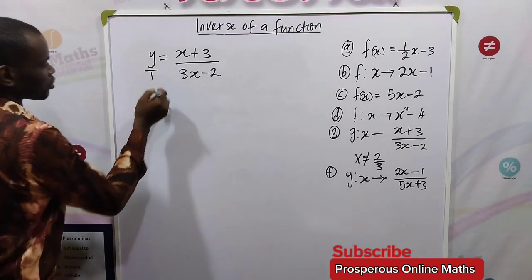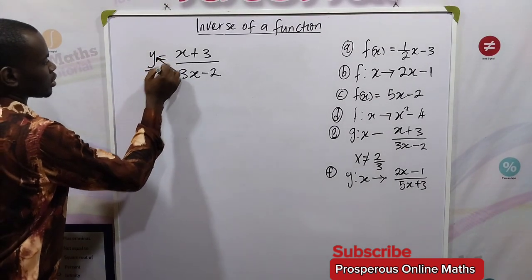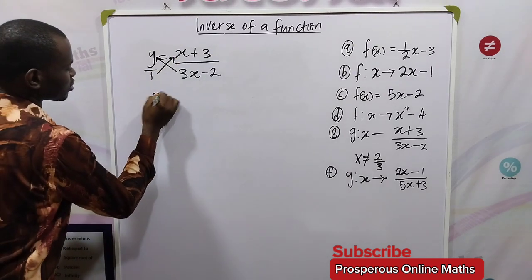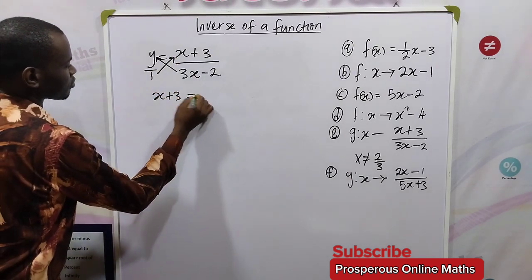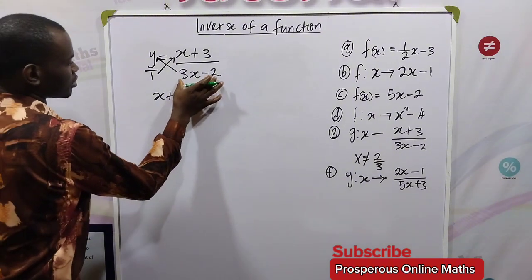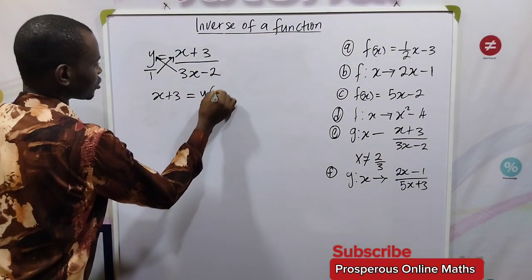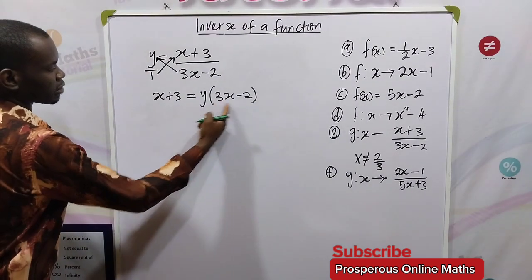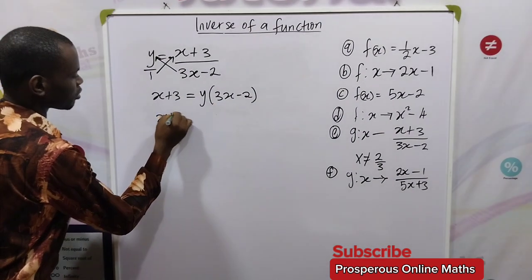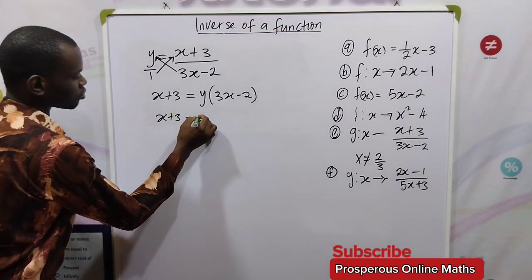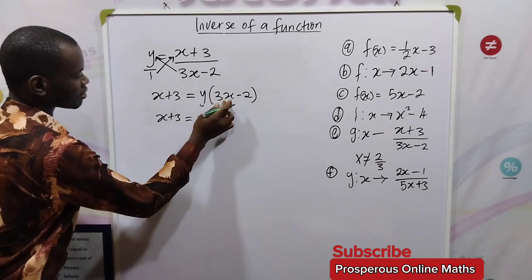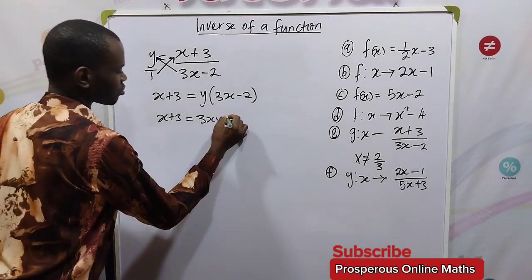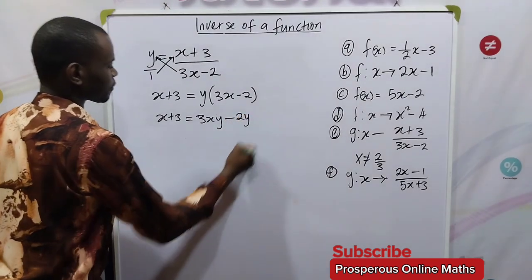So the first thing I will do is to cross and multiply, right? So 1 times x plus 3 will give us x plus 3. Y times this gives us y into 3x minus 2. Then let's expand this bracket. X plus 3 is equal to y times 3x will give us 3xy. Y times minus 2, that gives us minus 2y.